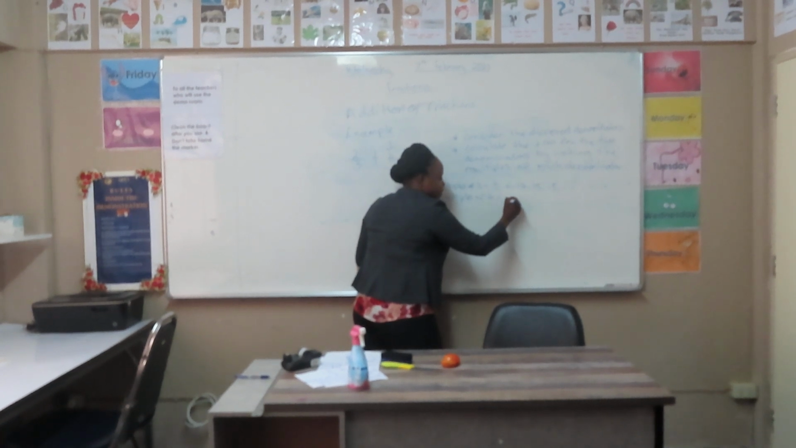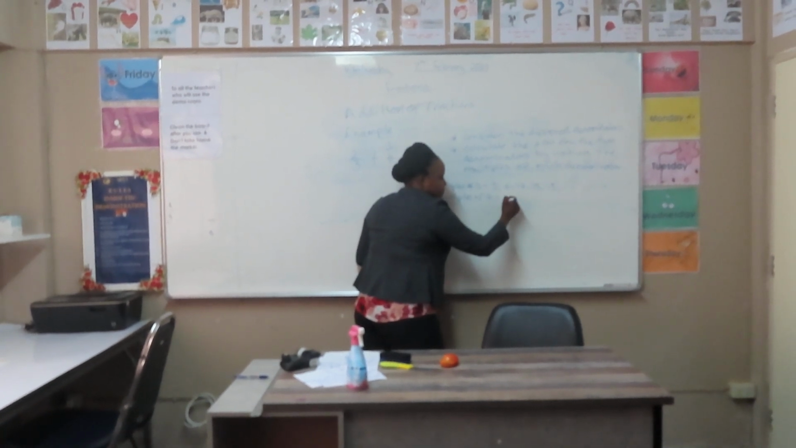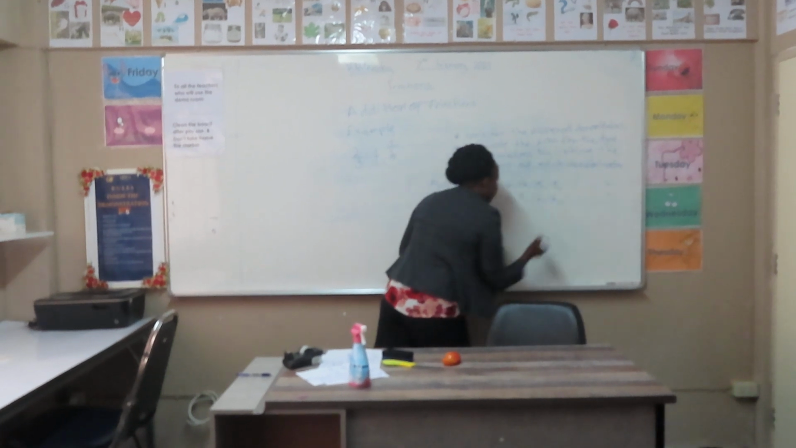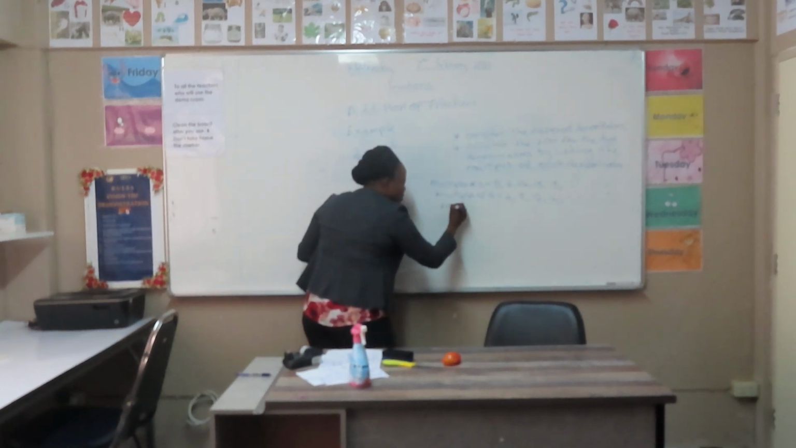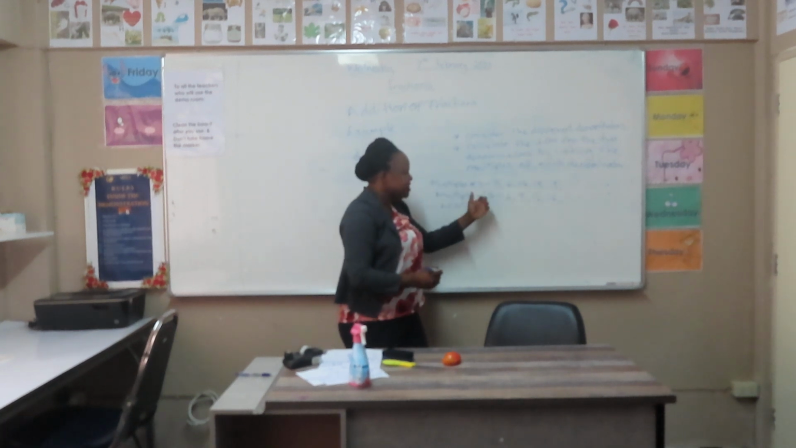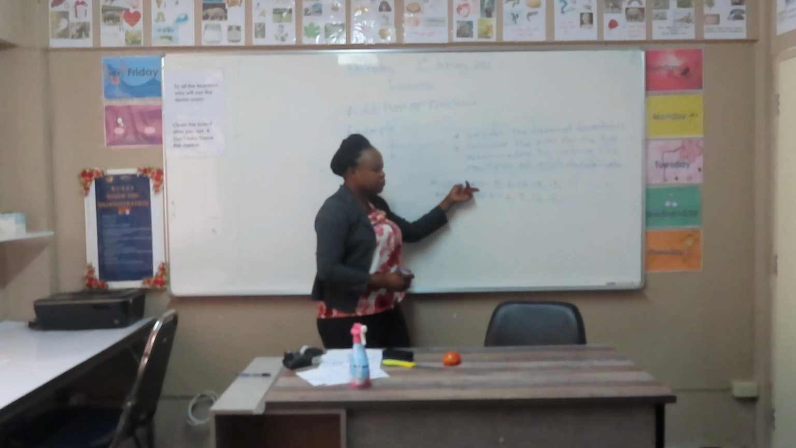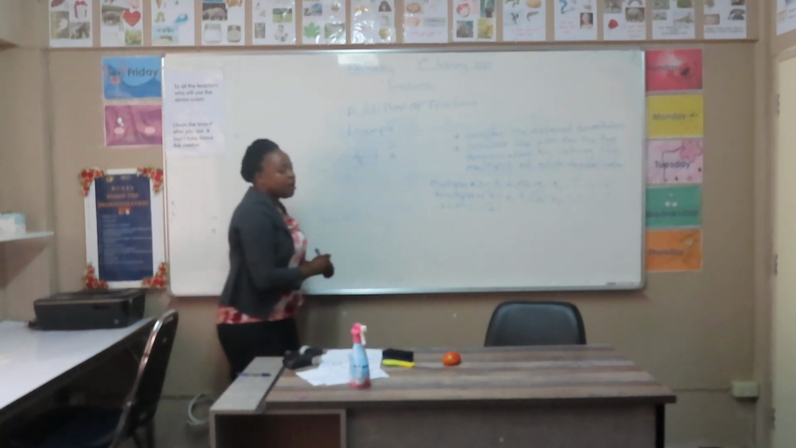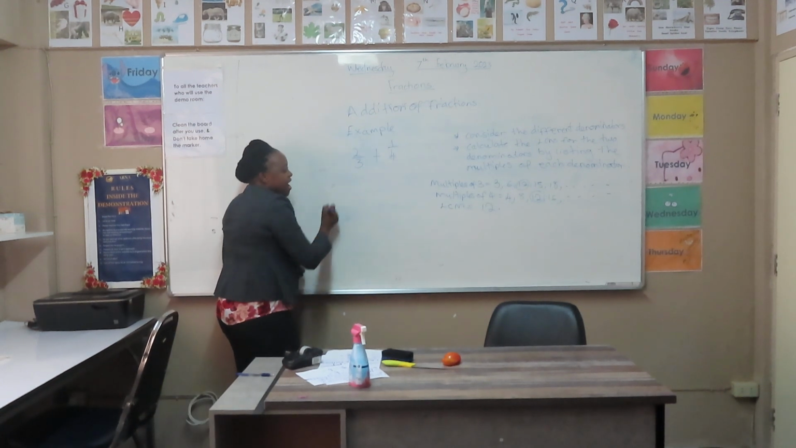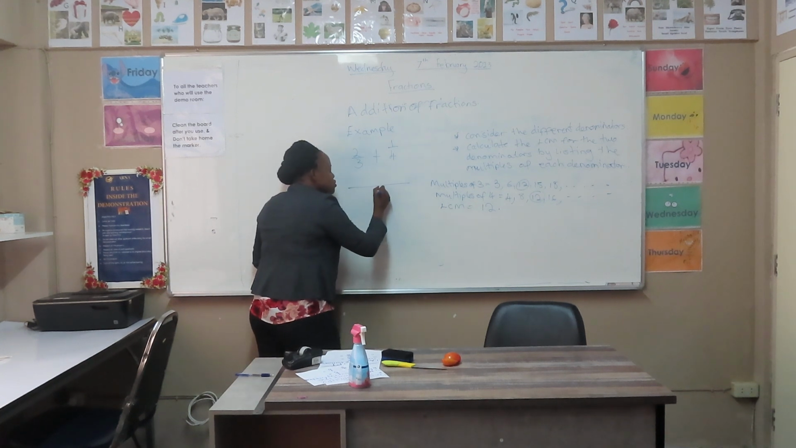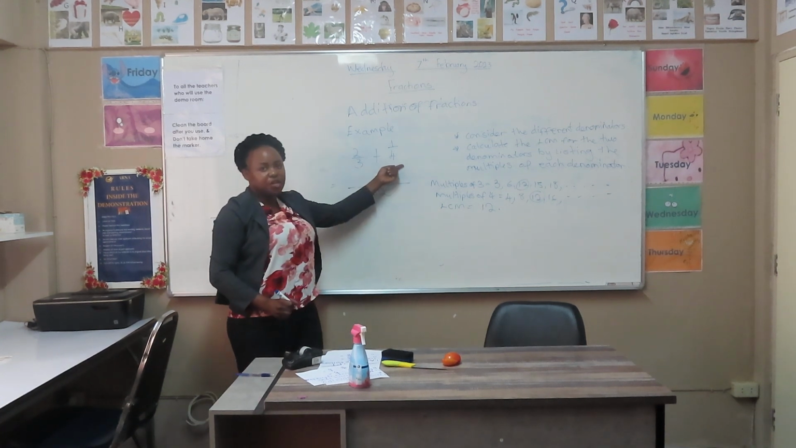Let me list the multiples of 4 firstly. 4 times 1 is 4, 4 times 2 is 8, 4 times 3 is 12, 4 times 4 is 16. So I won't list all of them. The lowest common multiple is the multiple that is shared between 3 and 4, which is 12. So you will take 12 as your LCM. Now my new common denominator will be 12, so I will use 12 rather than 4 and 3.